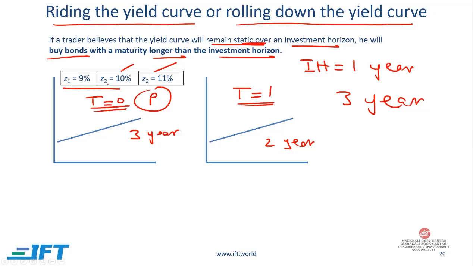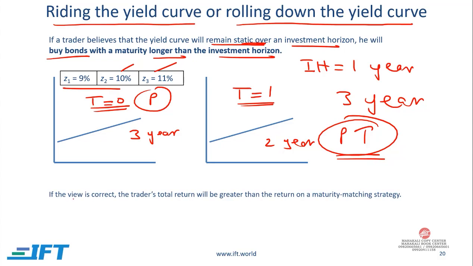And this means that the bond is now being priced at a lower rate or a lower yield, which means that the price is higher. So this gives a price appreciation. If these are coupon paying bonds, then there is the coupon income plus a price appreciation, and that is where the extra return is coming from. So if the investor's view is correct, the total return will be greater than the return on a maturity matching strategy. A maturity matching strategy would have been to buy a 1-year bond, which would give 9%, but this strategy will give a higher return than 9%.